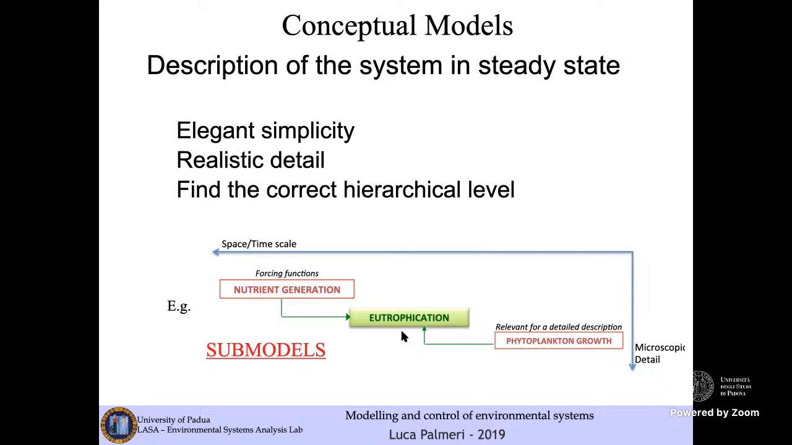So the point is, finding the right hierarchical level means also finding where your model is placed in a hierarchical scale so that you're sure that you will include lower scales that are necessary for the detailed descriptions, but also you shall include a higher hierarchical scale that is as well necessary for a complete description or for a consistent description of the system.